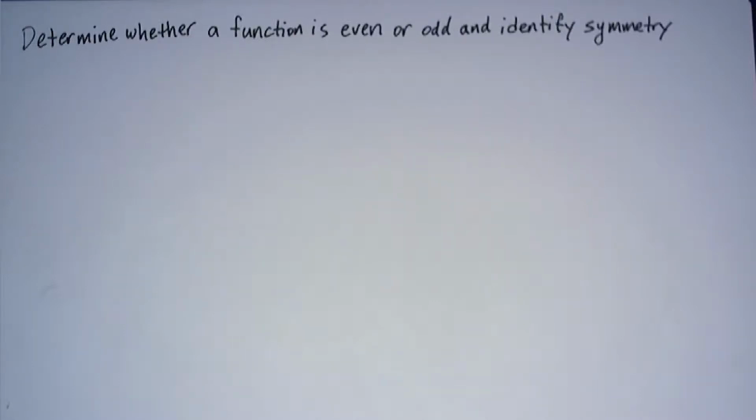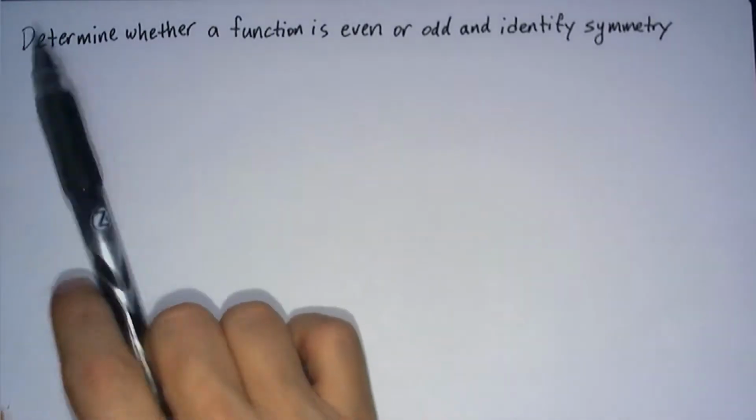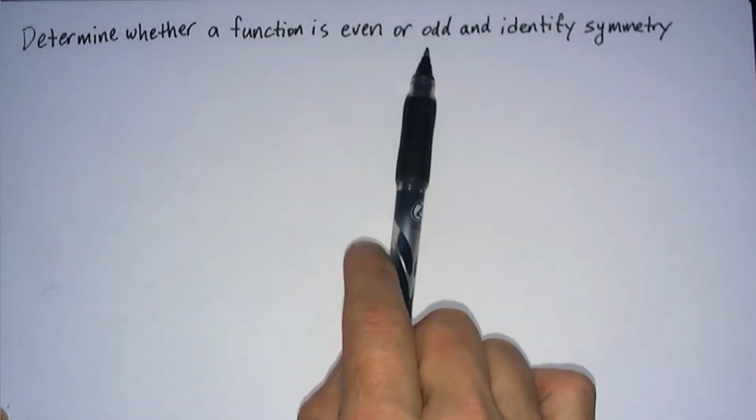All right, this is the first lecture in a review section previous to differential equations. This general course is about differential equations, but there are some topics that I want to make sure are covered before I get into the meat of differential equations. And we're going to go objective at a time. This objective is going to determine whether a function is even or odd and identify symmetry.